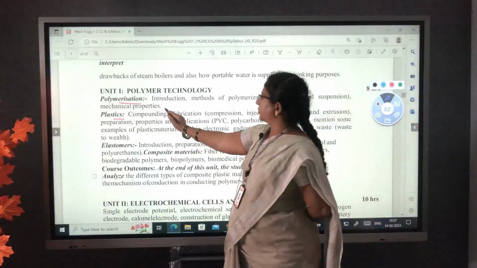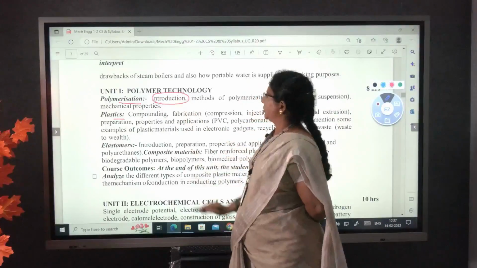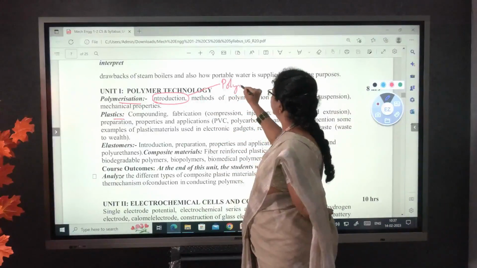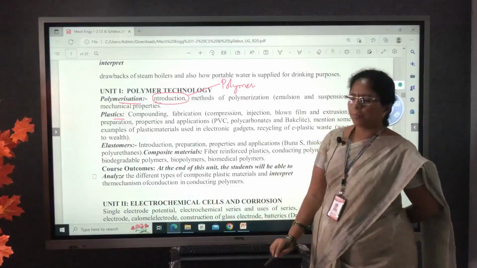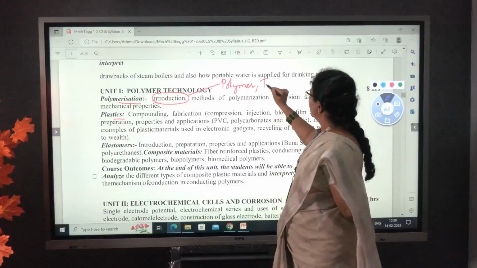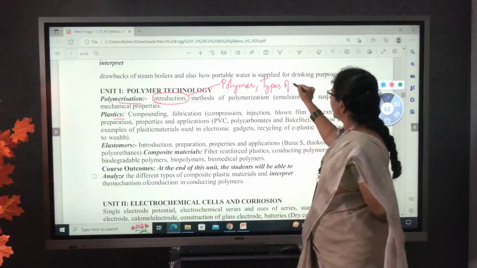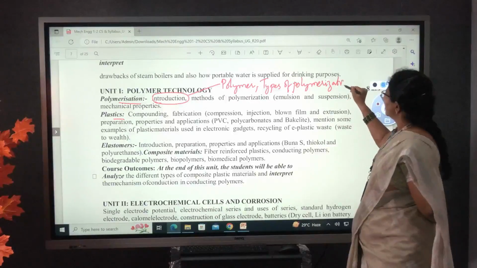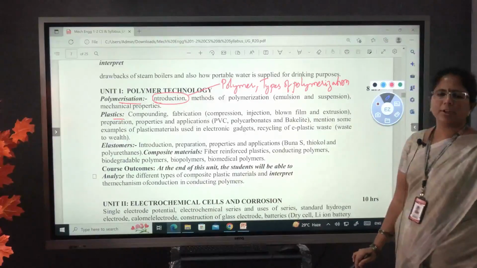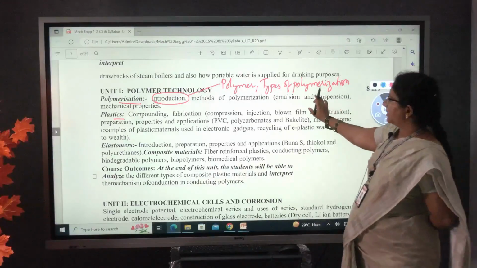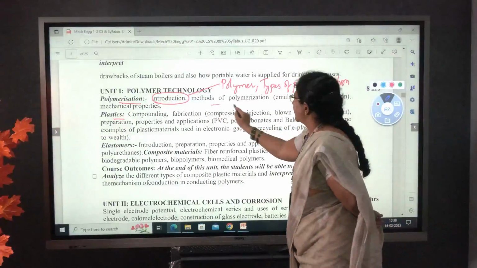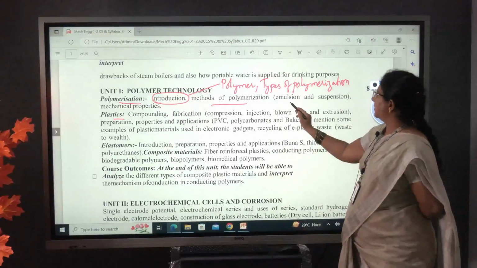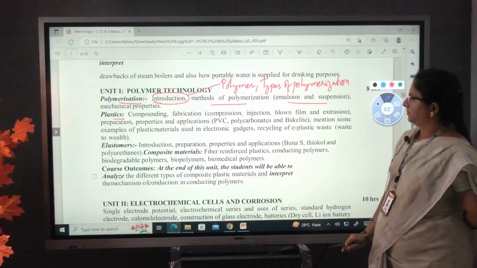Coming to polymerization, we start with the introduction. In the introduction we will mainly discuss what is meant by a polymer and the process of polymerization, and here we will discuss types of polymerization. In types of polymerization we will discuss addition polymerization and condensation polymerization, and the next topic is methods of polymerization. In methods of polymerization, basically we will discuss emulsion and suspension polymerization.